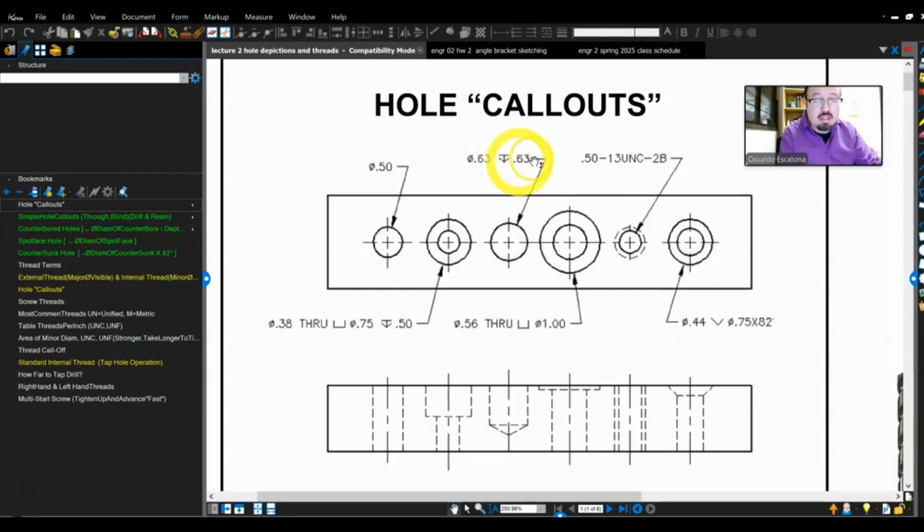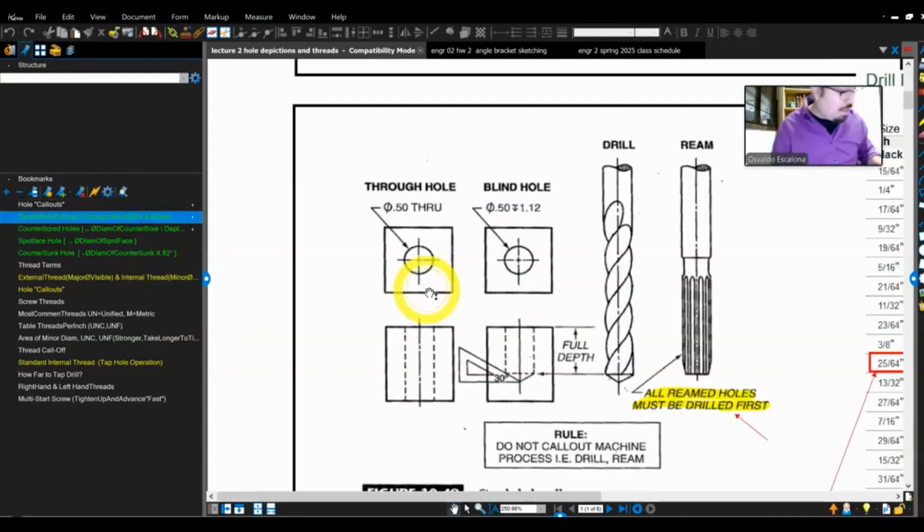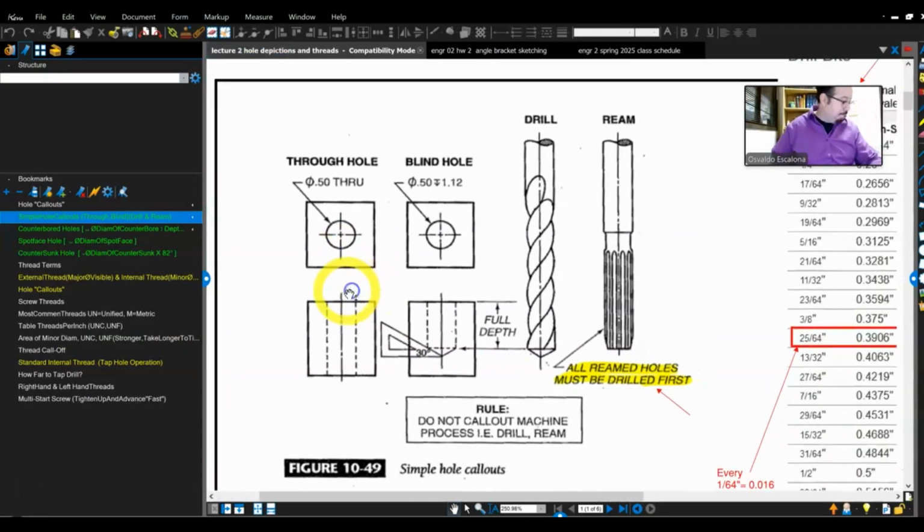When we use the 3D modeling software, we're going to be using a hole feature, and how we set up the hole properties will allow the program to properly describe the hole in the drawing. So it is important that you understand the holes and how they look. Let's talk about the first one.